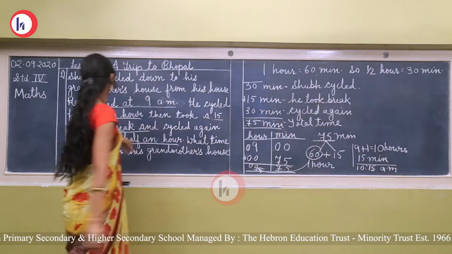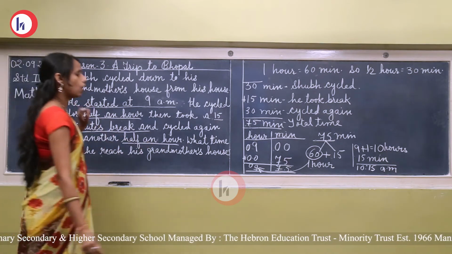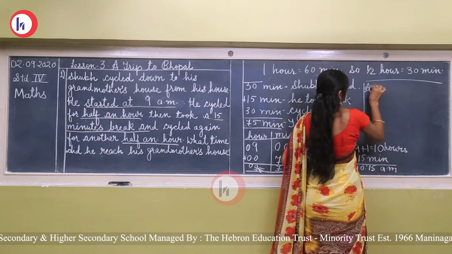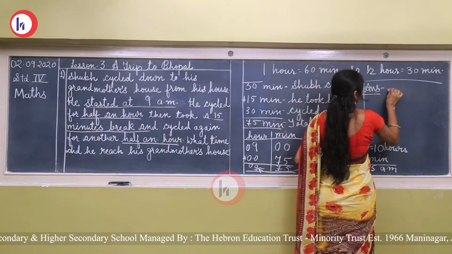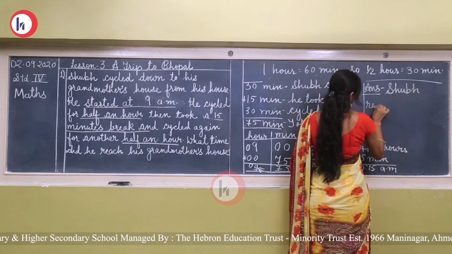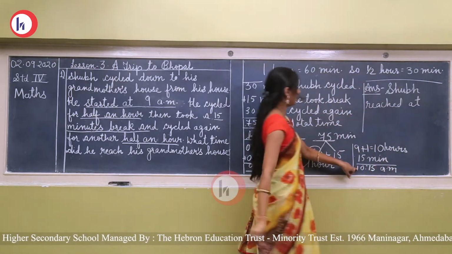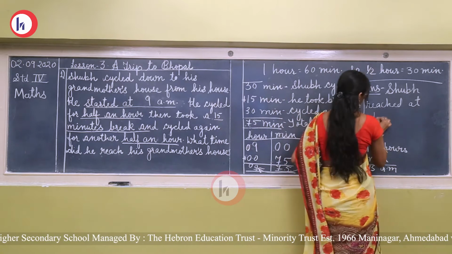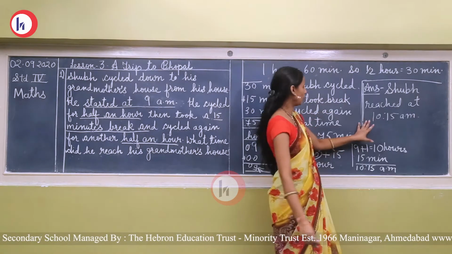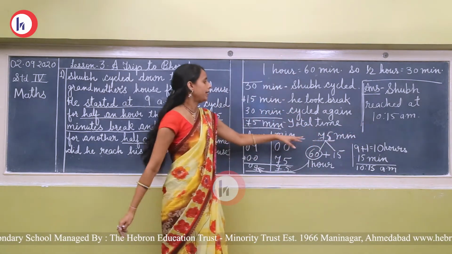So what is the question? What time did he reach his grandmother's house? The answer will be: Shubh reached at 10:15 a.m.